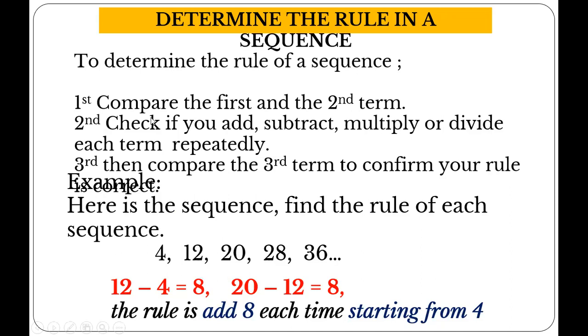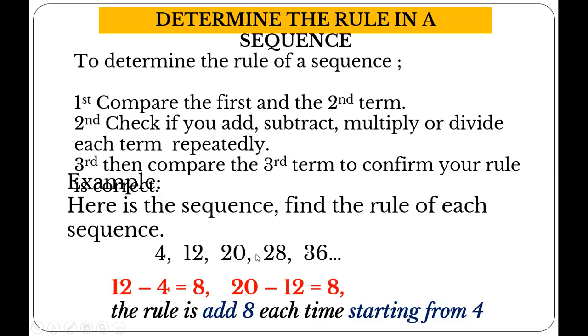So, the first thing that you're going to do is compare the first and the second term. Check if you are going to add, subtract, multiply, or divide each term. Then compare the third term to confirm your rule. So this is an example.